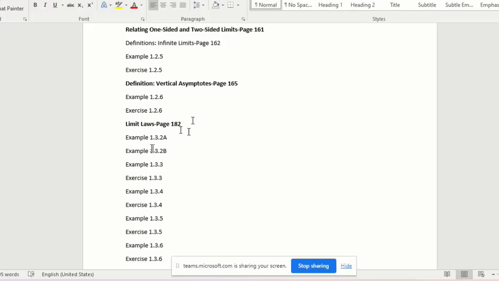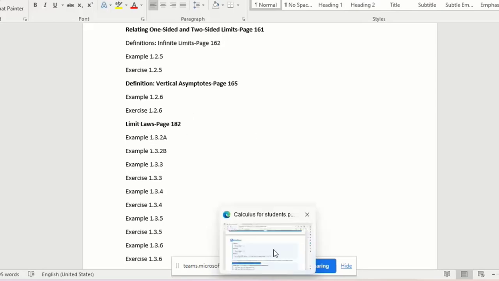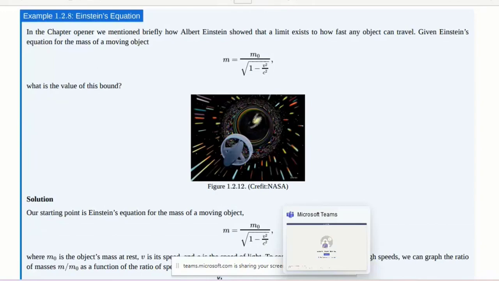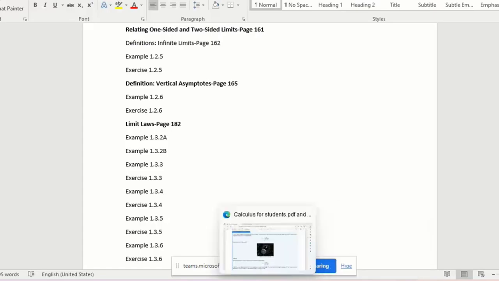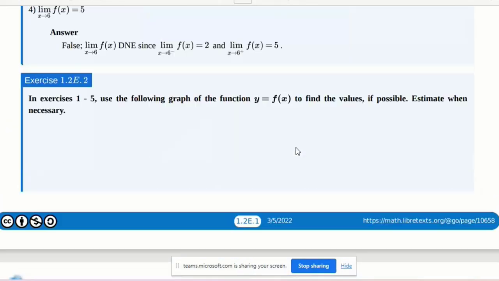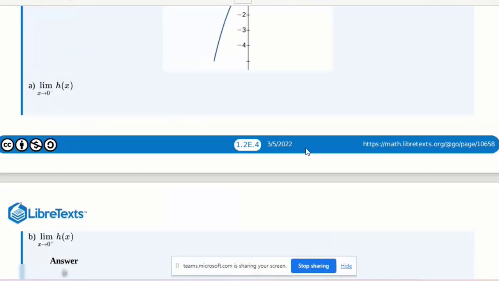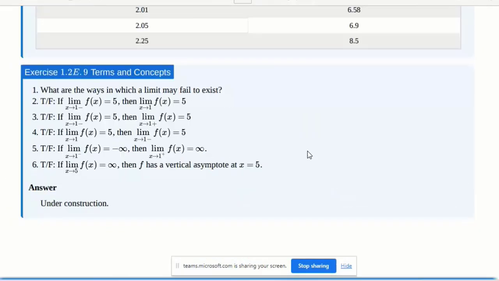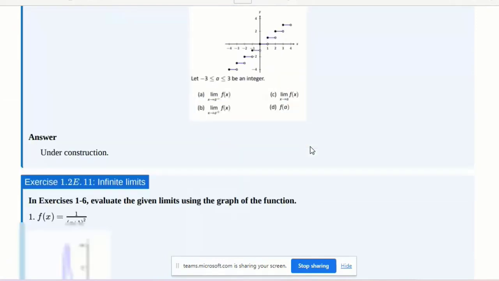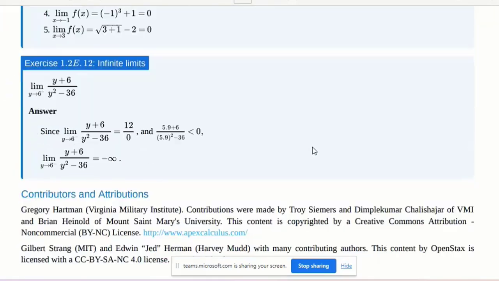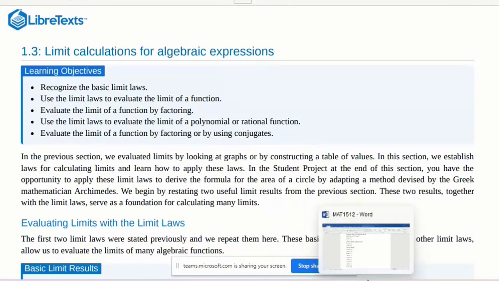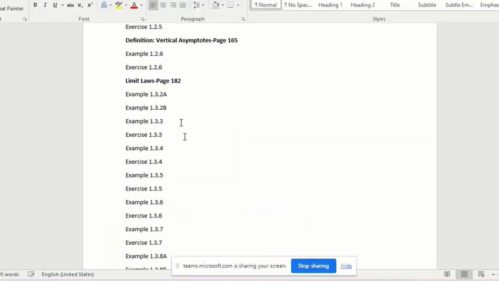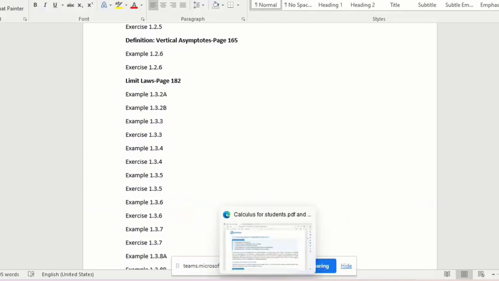Let's look at page 182. Is it 182? Yes. It doesn't mean that all the sections in the book are covered in this module. Some of them are not relevant to this module. That's why you see me choosing limit calculations for algebraic expressions. Let's see here. 1.3.2a.